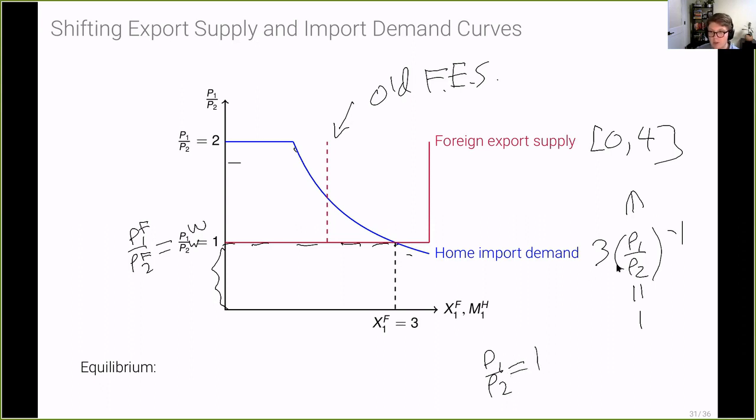And so at that point, where P1 over P2 is equal to 1, we just have that home's import demand is 3, and we can just note that 3 is contained in the amount that foreign is willing to supply. So if foreign is willing to supply up to 4 and as little as 0, then foreign's just exporting 3. And of course, whatever foreign's exporting to home, home's also importing from foreign. Any questions about that?